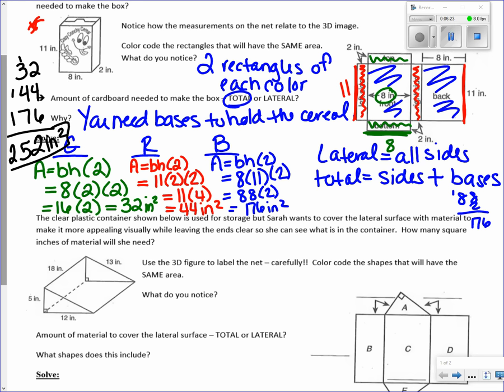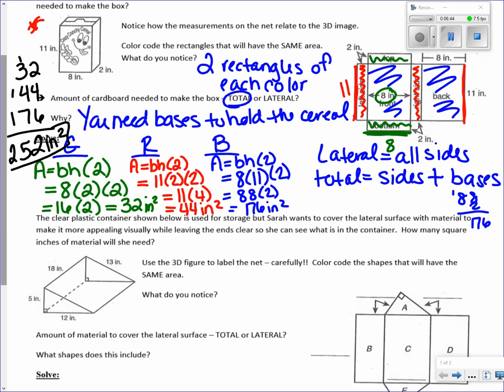Okay, our next example, we have a clear plastic container shown below. It is used for storage, but Sarah wants to cover the lateral surface area with material to make it more appealing visually while leaving the ends clear so she can see what is in the container. How many square inches of material will she need?